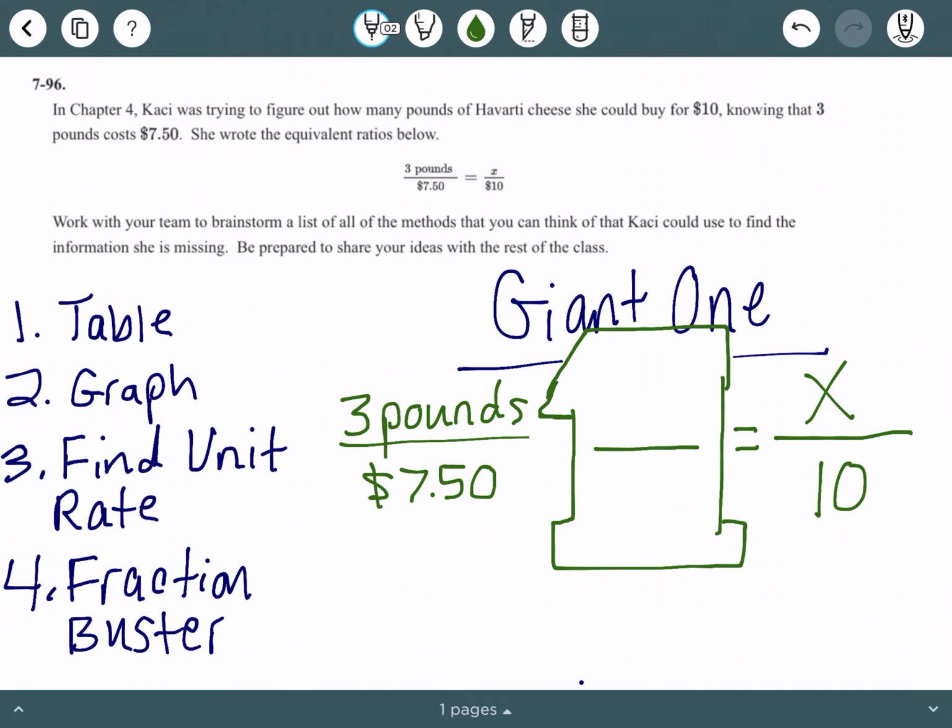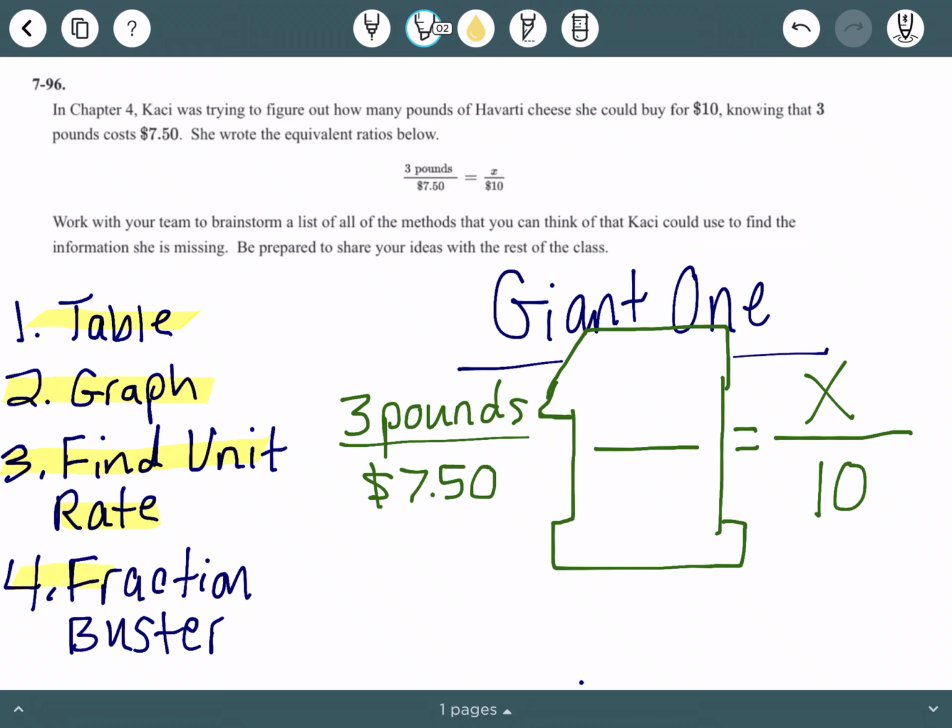So there are a few ways we could solve this problem. The first, I've listed some over here to the left. We could absolutely make a table to find out the information, and we could list all of the pounds of cheese from 0 up to 5 or 6 pounds. We could make a graph. We could find the unit rate. And of course, the unit rate is how much 1 pound of cheese costs.